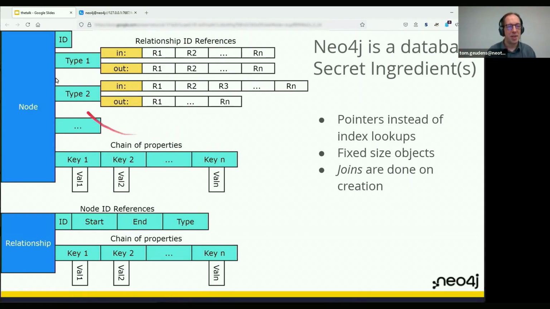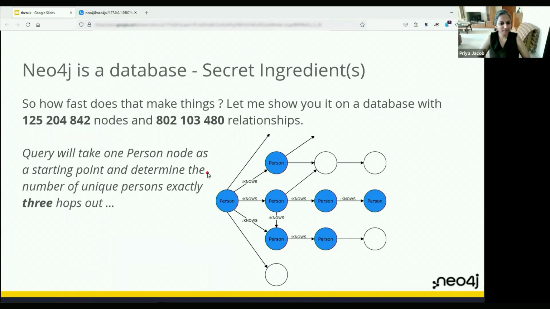Anyway, so we have nodes, we have relationships, and they all contain, basically, pointers to other elements, even to their own properties. If a certain size is reached, the properties are basically chained together. So it's all pointer walking. We don't do index lookups, we walk pointers, and that makes us really, really fast. Right. How fast? Let me show you, because we haven't shown anything so far yet.